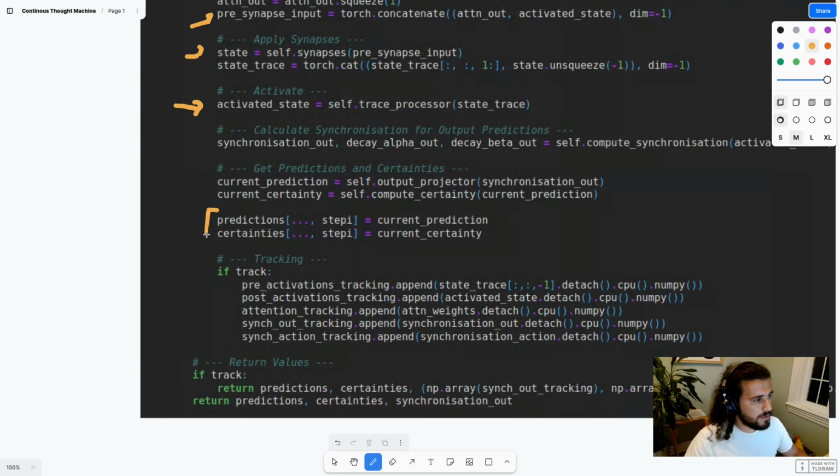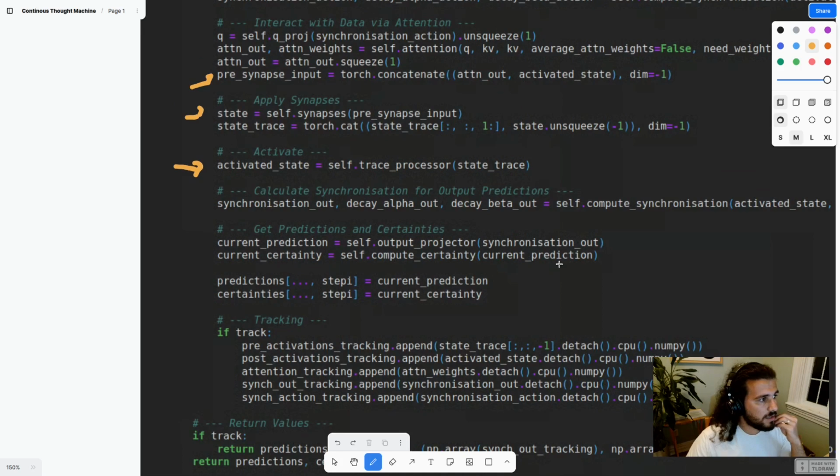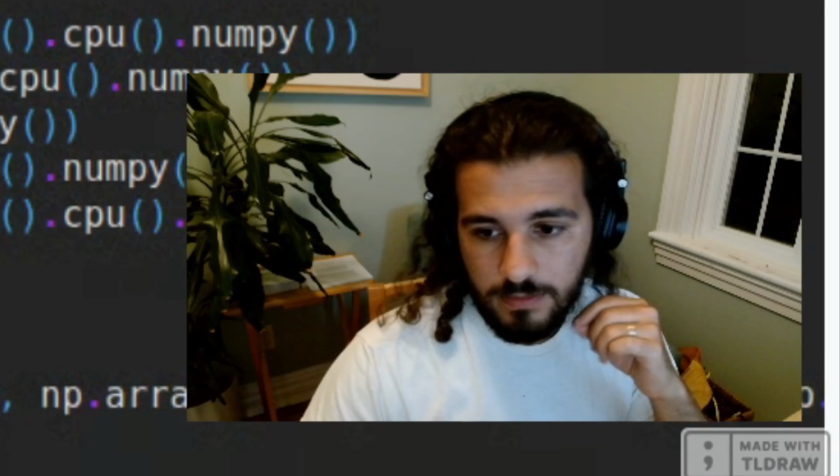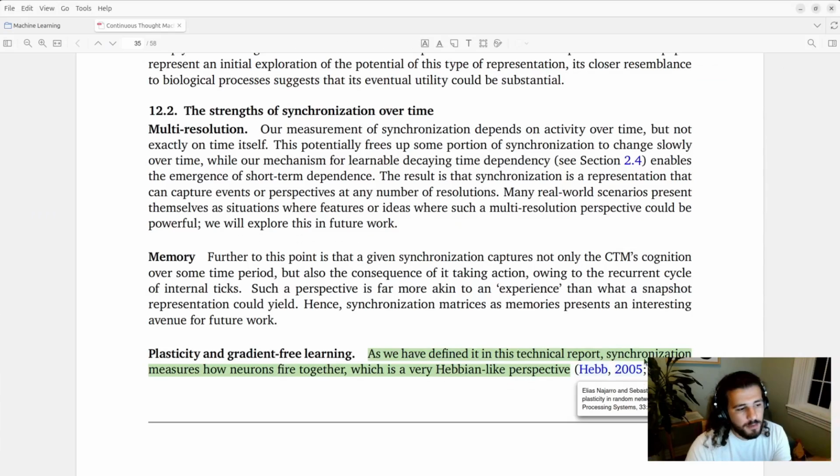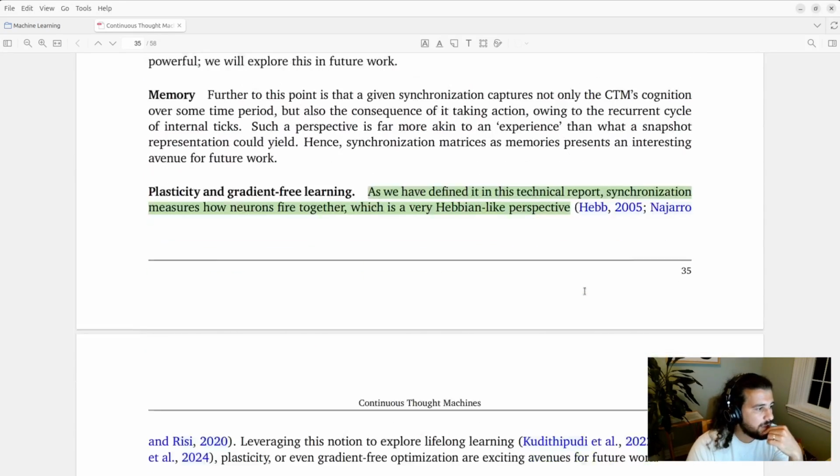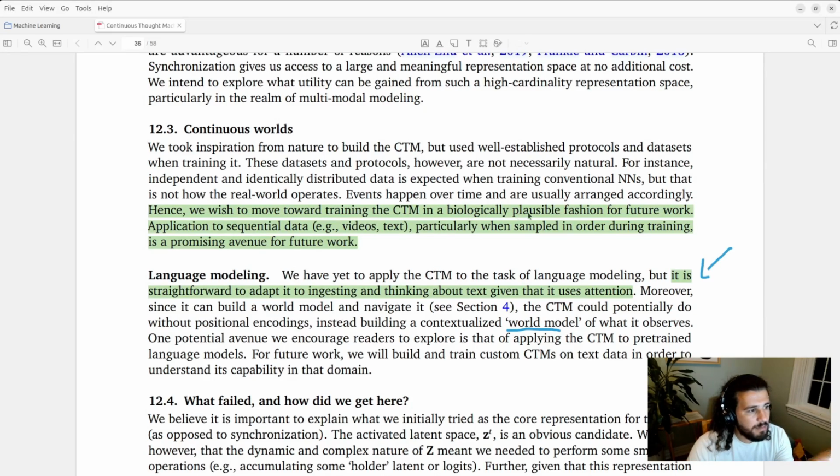And then you're gonna add this to your prediction certainty to track it forever. And that's pretty much it. There's nothing else to it, really. That's the whole thing. The paper ends with a very interesting tidbit of information, specifically for this type of modeling. I wish to move toward training the CTM in a biologically plausible fashion for it to work.